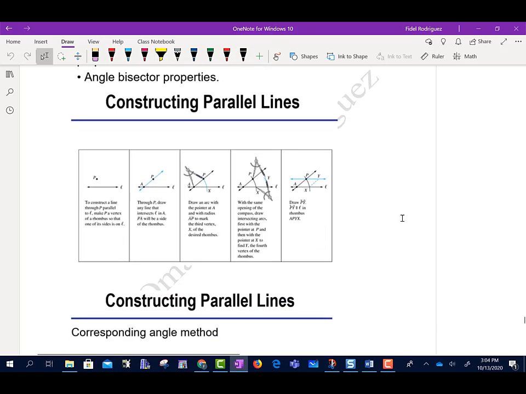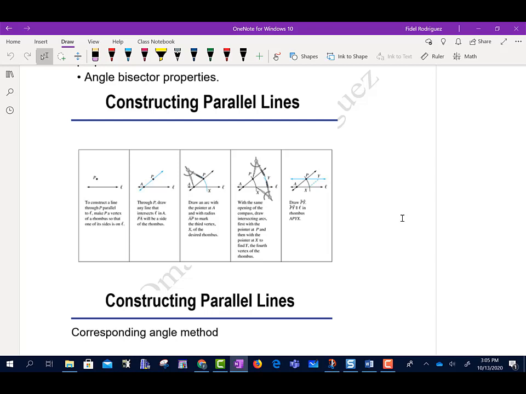We have how to construct parallel lines. It says to construct a line through P parallel to L, make P a vertex of the rhombus so that one of its sides is on L. We're going to draw through P any line that intersects L at the point A. This will be one side of the rhombus. Then we're going to draw an arc with a pointer at A and radius AP to mark the third vertex X of the desired rhombus.